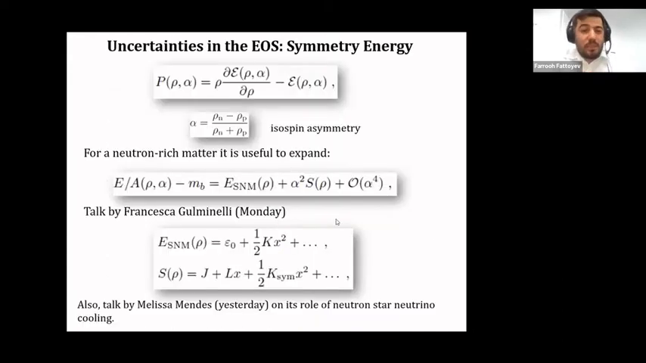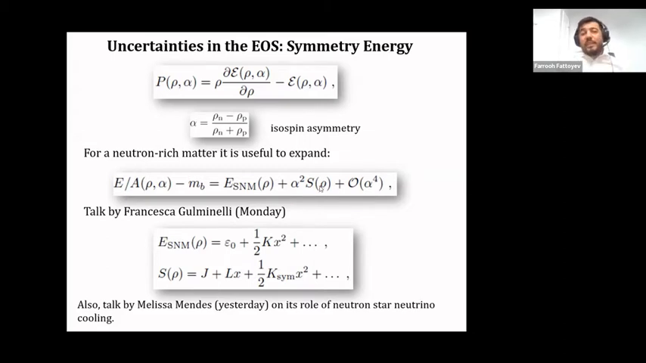This slide was shown earlier on Monday by Professor Gulminelli. I just wanted to show it again because I want to concentrate on one particular property, the nuclear symmetry energy. Essentially, the equation of state can be written as two terms. One is the symmetric nuclear matter, where neutrons and protons are equal, and the other tells how much energy is needed to convert protons into neutrons, or vice versa. That coefficient we call the symmetry energy.